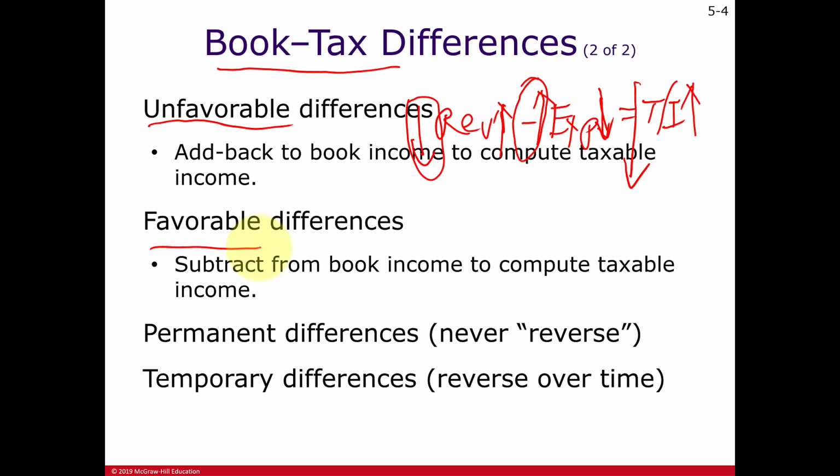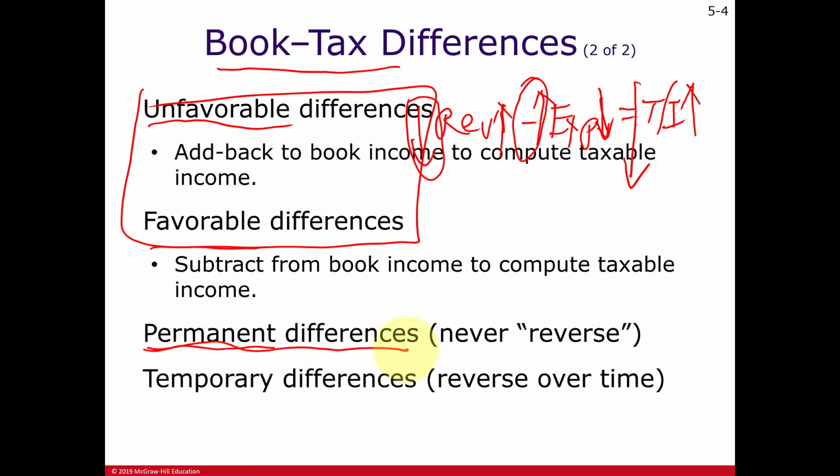Another way of categorizing these differences: one way is whether it's favorable or unfavorable. Another way of categorizing these same differences is whether the difference is permanent. In other words, it won't change back the other way again. It's either favorable and won't change back in a future year to be unfavorable, or it's unfavorable now and it will not change back to favorable in future years. That type of difference is called a permanent difference. And we'll go through examples of all of these.